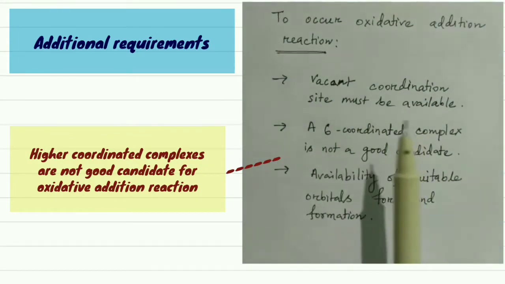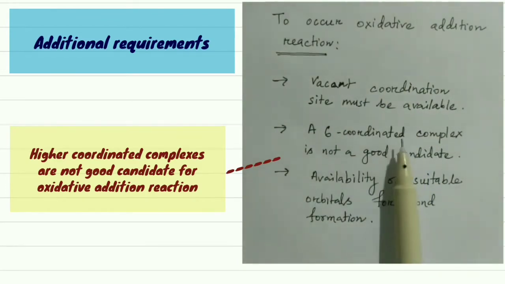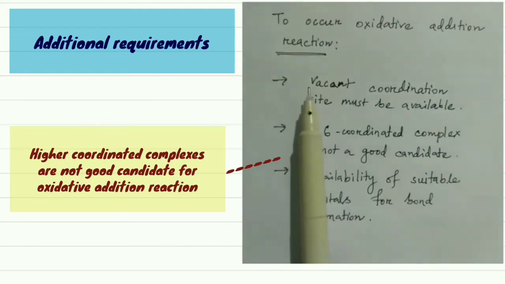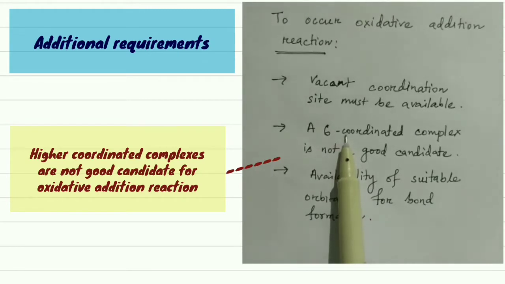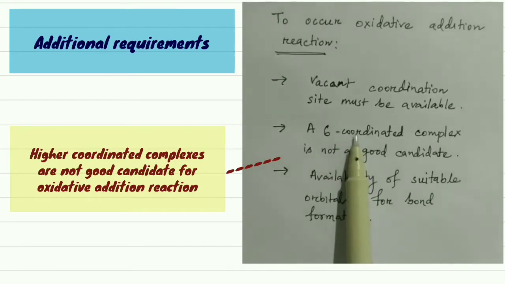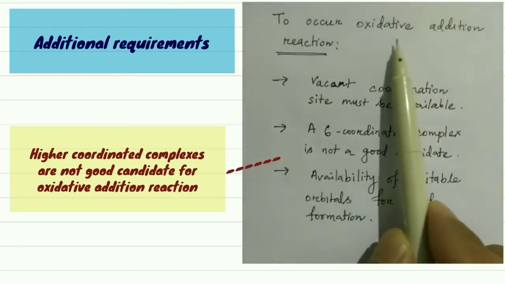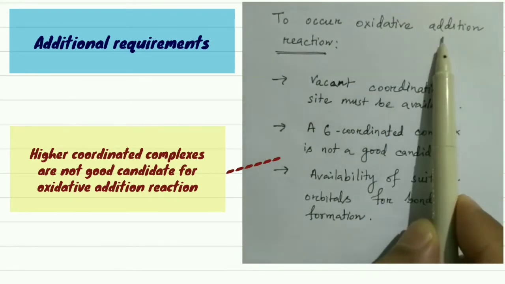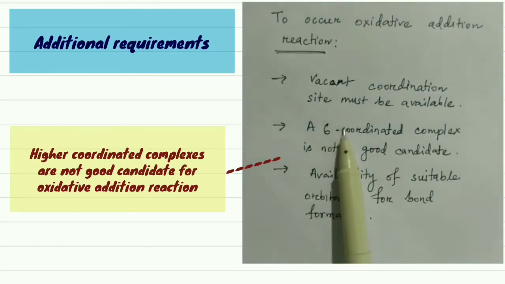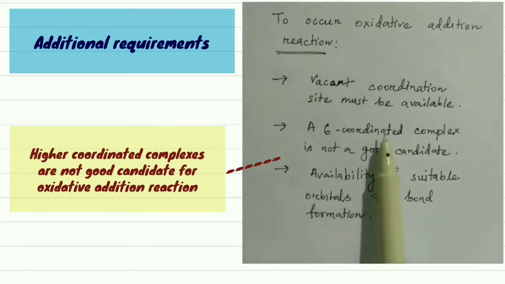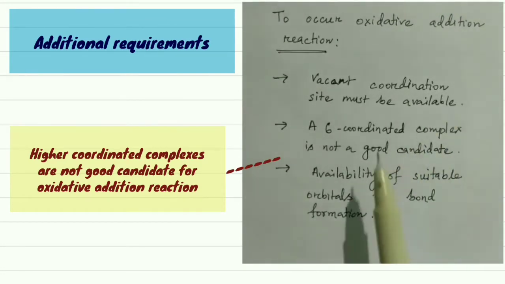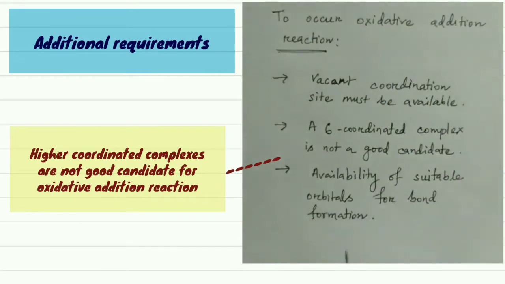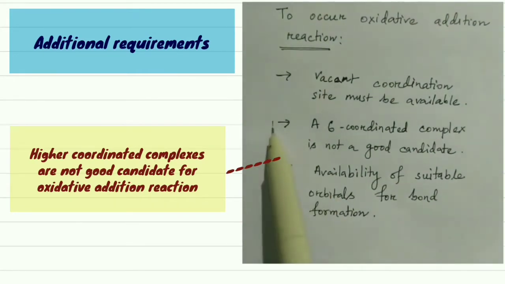But before exhibiting this oxidative addition reaction, the 6 coordinated complex must lose some ligands during the course of the reaction. That means before the 6 coordinate complex can exhibit oxidative addition, it must lose some ligands. Maybe 2, maybe 3. Then it is possible for them to exhibit the oxidative addition reactions. So this is an important point.